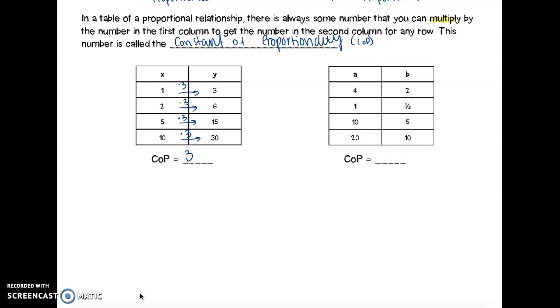And then in the second table, we want to go from 4 to 2. Now I know that 4 divided by 2 is 2, but again, the definition says that there is some number that you can multiply by the number in the first column, and dividing by 2 is the same as multiplying by a half. So 4 times 1/2 is 2, 1 times 1/2 is a half, 10 times a half is 5, and 20 times a half is 10. So the COP here is 1/2.